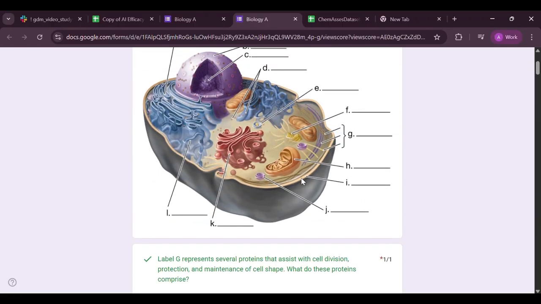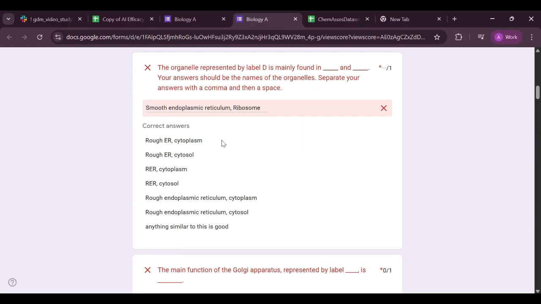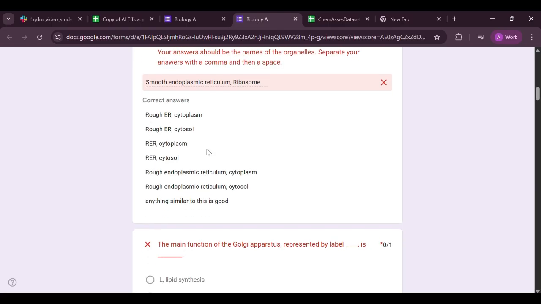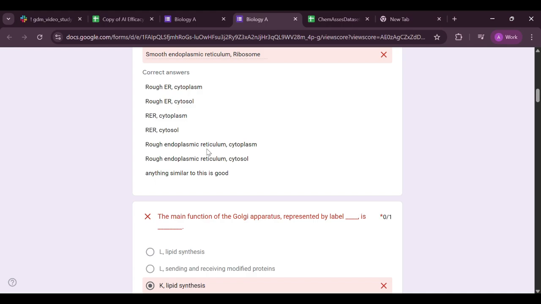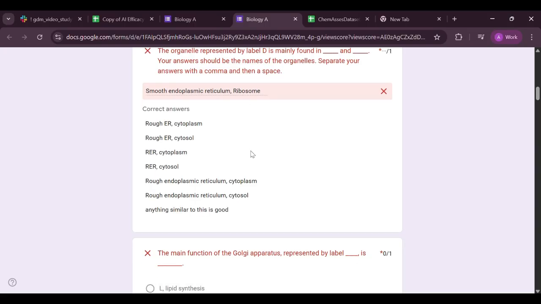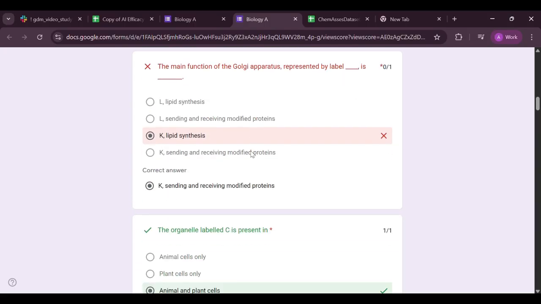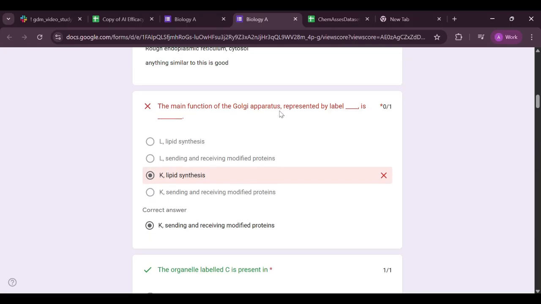the cytoplasm and the endoplasmic reticulum. Okay. Oh, I have given the name of that, that's a major mistake that I have done. It was not that. It was the endoplasmic reticulum and cytoplasm. Further, we can see the main function of the Golgi apparatus represented by label.